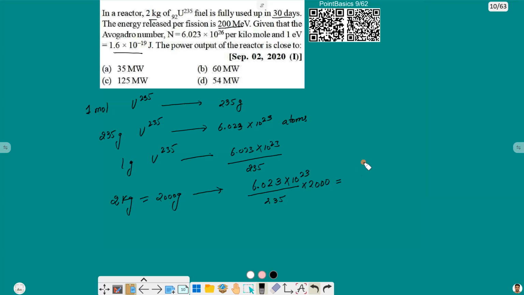Now let us assume, that is the basic assumption here, that each U-235 atom splits. We are assuming that each of the U-235 atoms splits, and when each atom splits, it produces 200 MeV energy. So the total energy that will be produced by 2 kilogram of uranium atoms when they split will be equal to the total number of atoms.